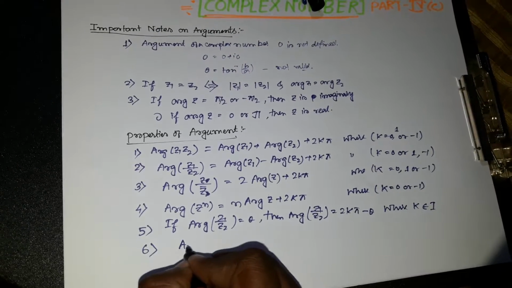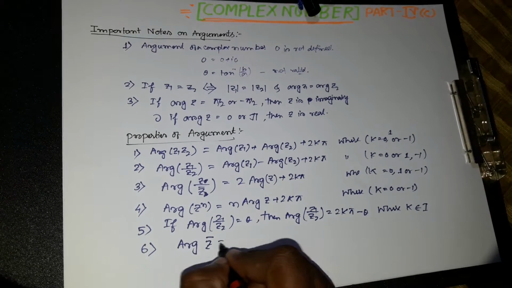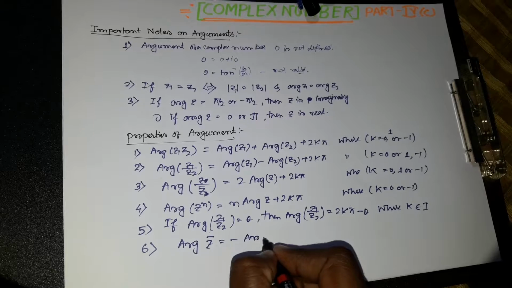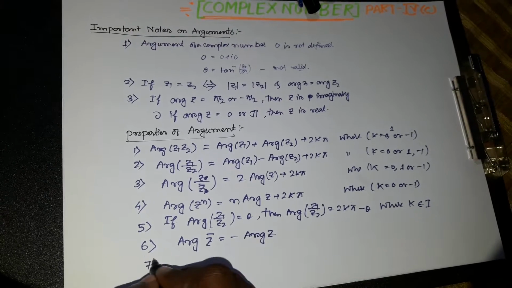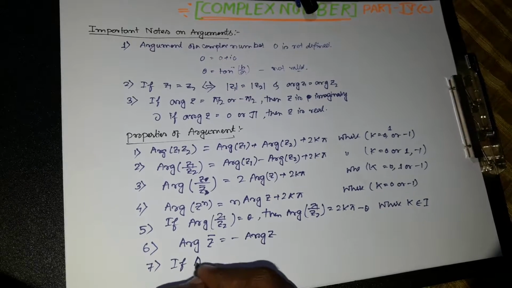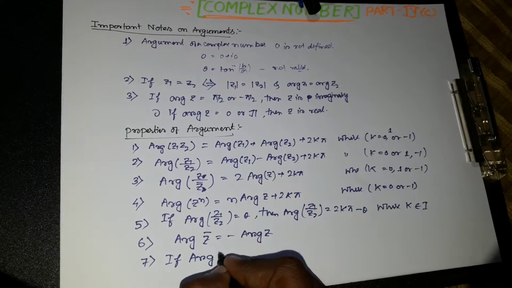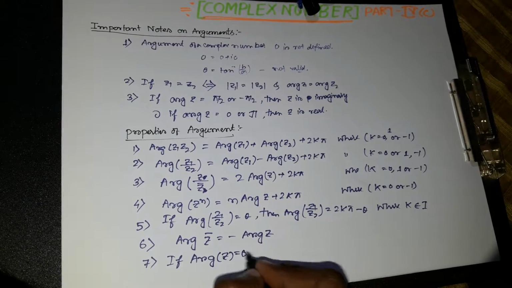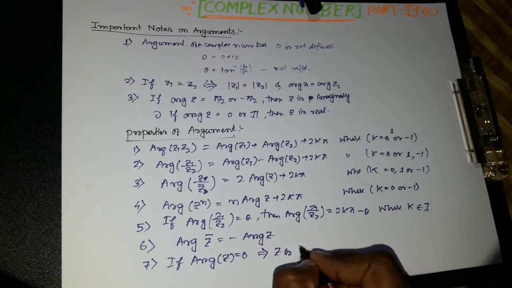Now argument of the conjugate of z is equal to minus argument of z. Number 7: if argument of z is 0, which implies that z is real.